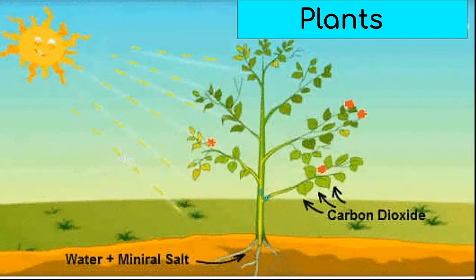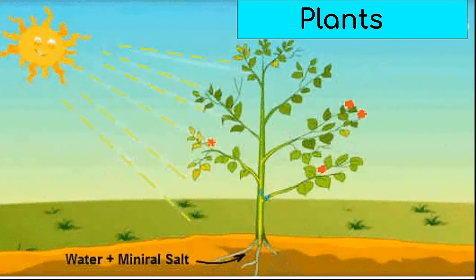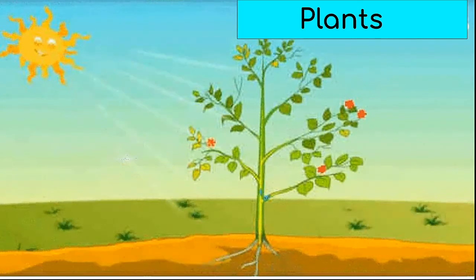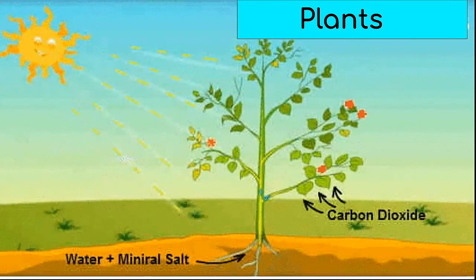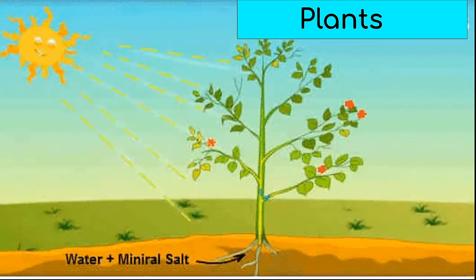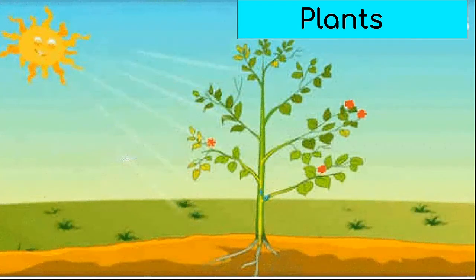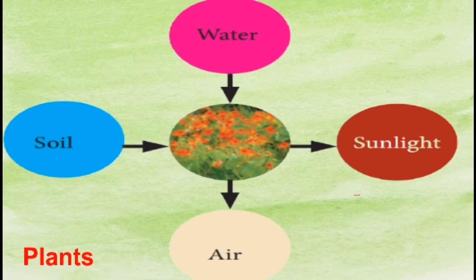Plants are the most important among all the living organisms because they only can make food from abiotic factors like air, soil, water and sunlight. Okay children, now let's see some examples for interaction between biotic and abiotic factors.